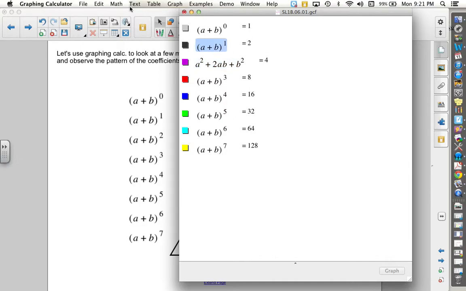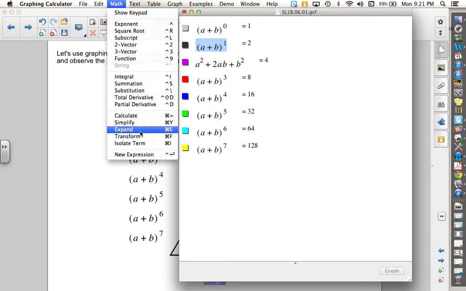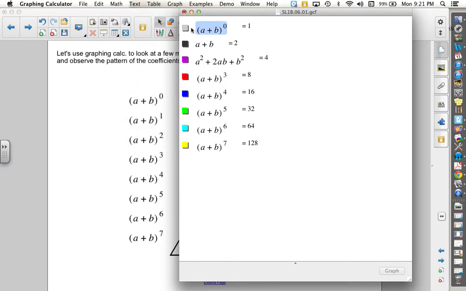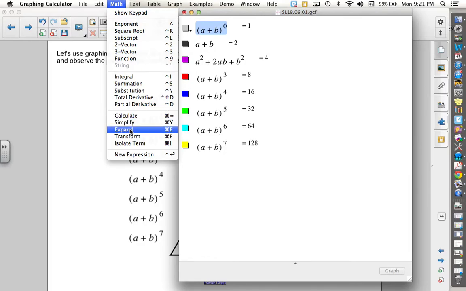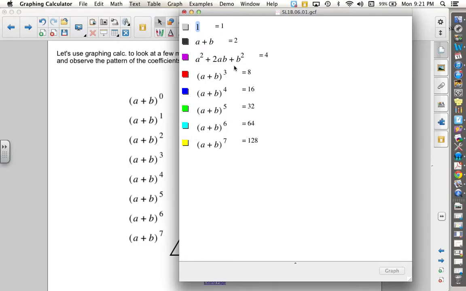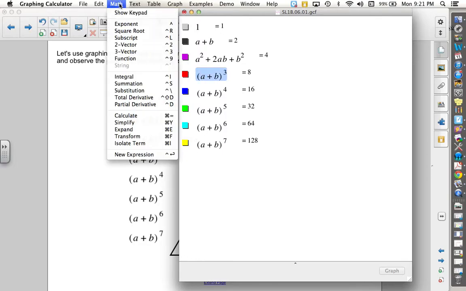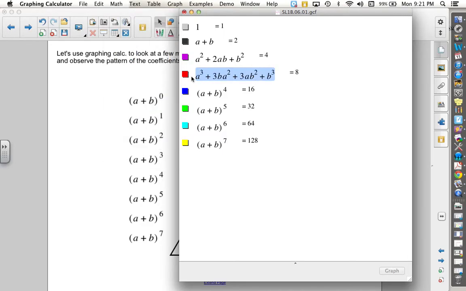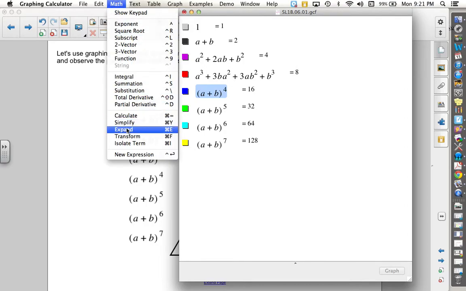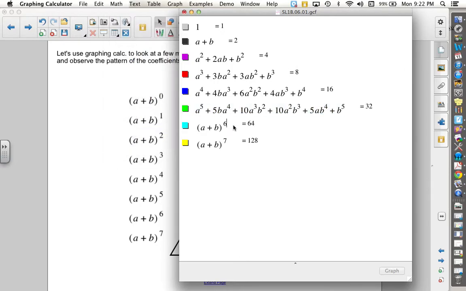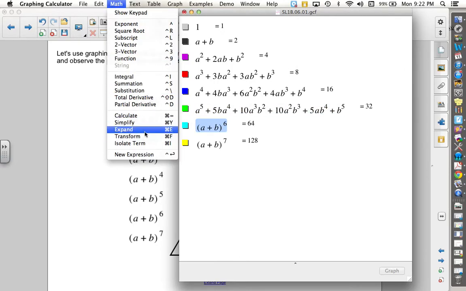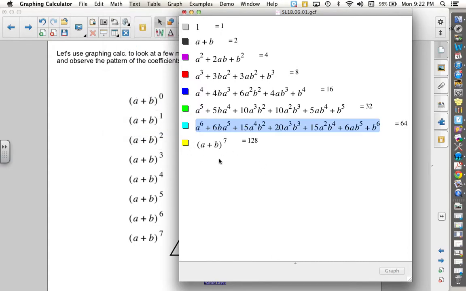So let's see what these expanded will be. Of course, a plus b to the exponent 1 will just be a plus b. And a plus b to the exponent 0 will be 1, because anything to the exponent 0 is 1. We've already seen this one, but we can check that our answer is correct: 1, 3, 3, 1. And here, here, here. And we're going to leave this last one to the power of 7 as an exciting mystery, which we'll see in a few moments.